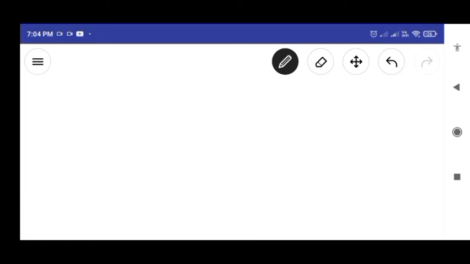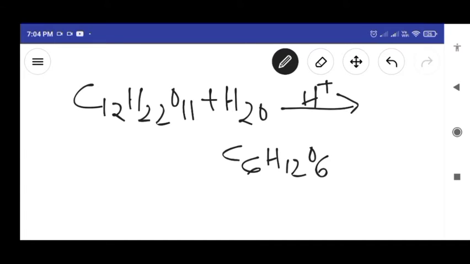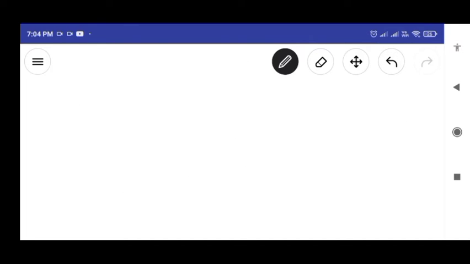For example, the sucrose formula is C12H22O11. We are doing hydrolysis in the presence of acid, H plus. So we'll get glucose, C6H12O6, as a product, and with that fructose, C6H12O6, both having the same chemical formula but different structural formula. So we'll get an equal amount of glucose and fructose. It is one method. The other method is from starch.